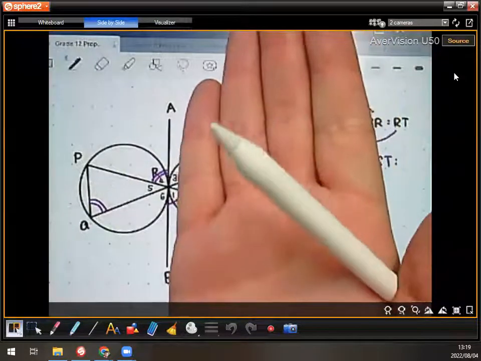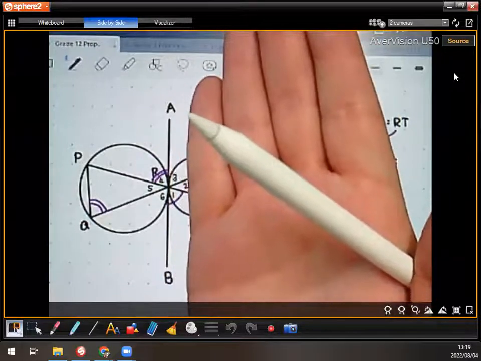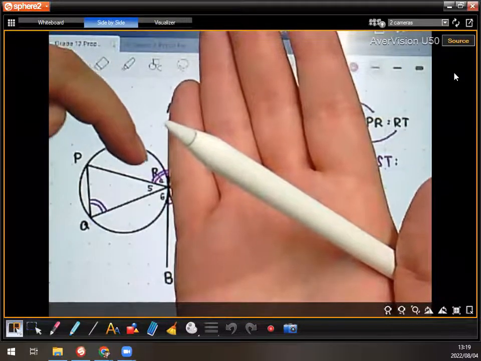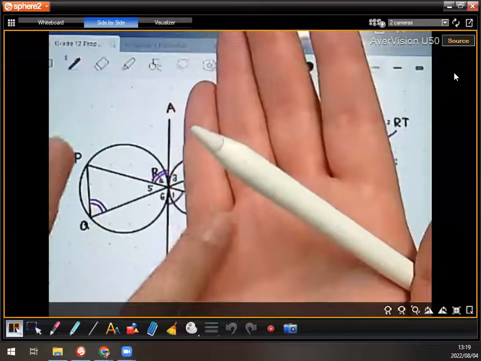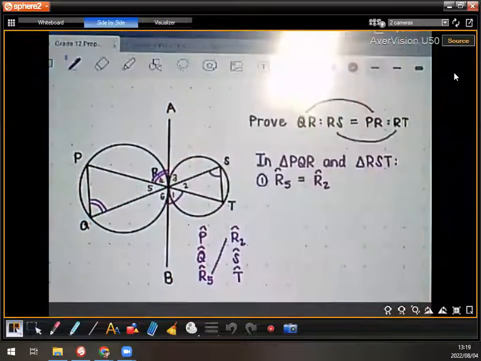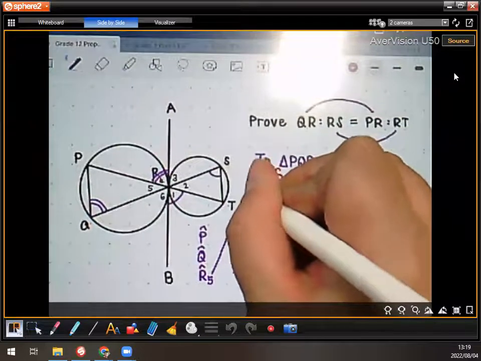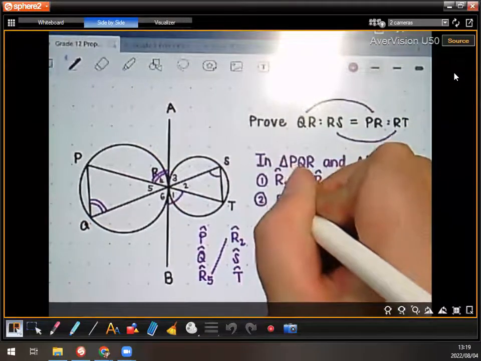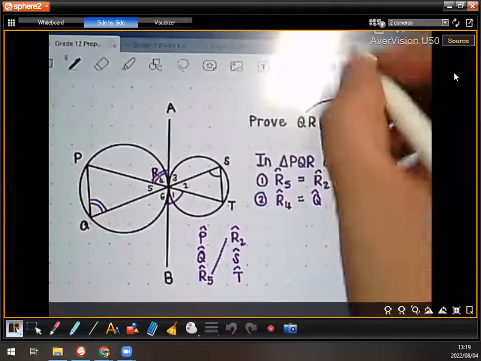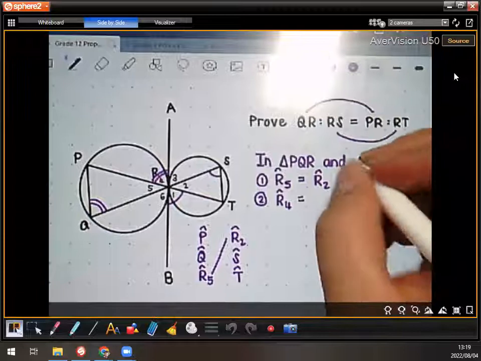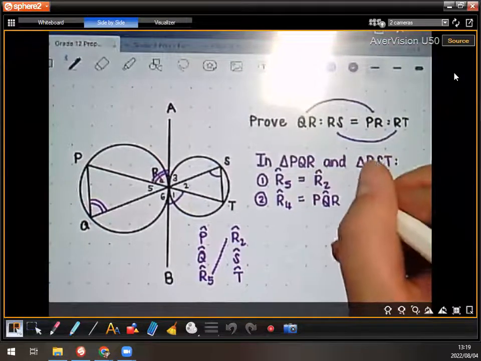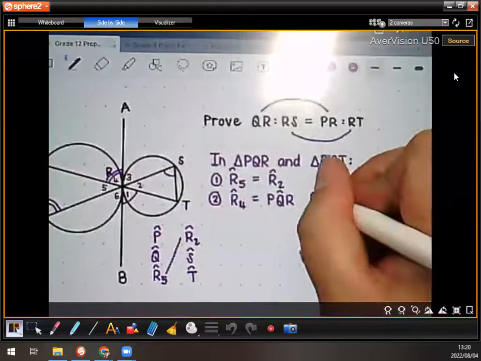That is a tangent. The angle between tangent AB and chord PR is R4. That angle is equal to the angle subtended by PR, which is Q. All right, so we find that R4 is equal to Q. Let's write that down. QR and chord theorem.